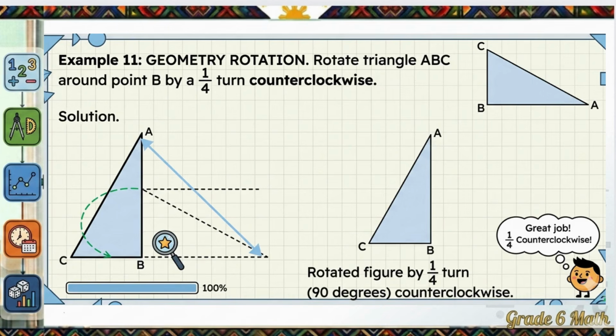3. Watch the transformation. Look at the solution diagram on the left. The original, dashed lines. The triangle started lying down. The move, green arrow, we swung the triangle up and to the left. The result, blue shape. Now the triangle is standing tall.